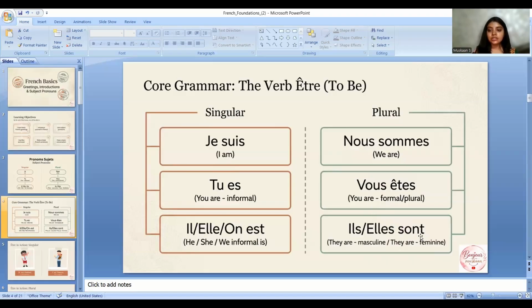And next is ils sont. Ils sont, which means they are, masculine and feminine. So it will be ils sont. They are masculine, they are feminine.